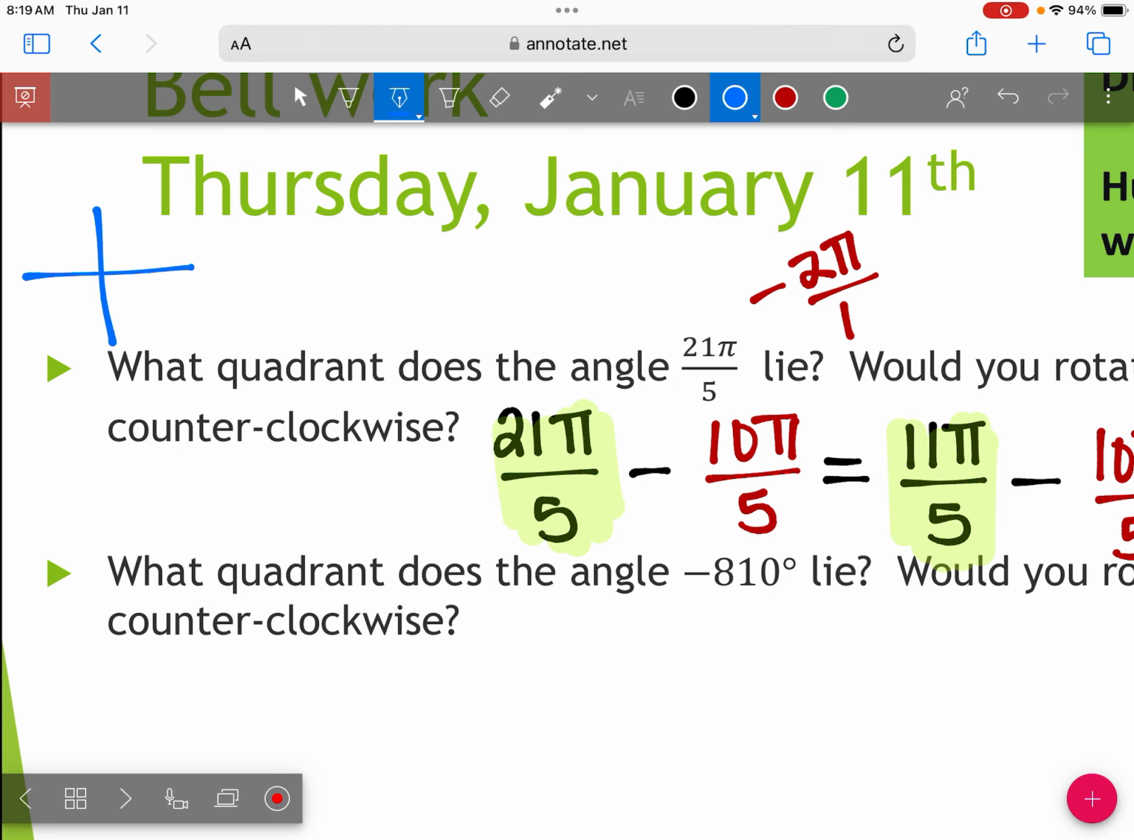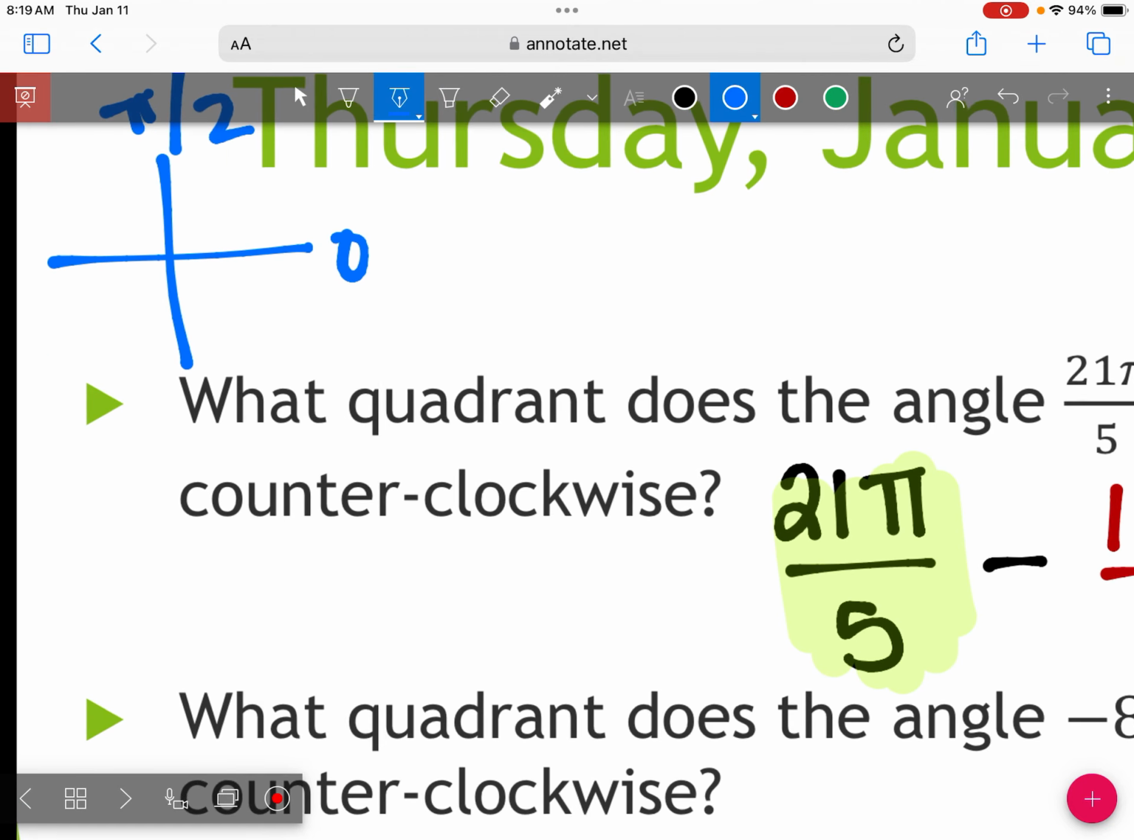Okay, so we know we have a 0, and we have pi over 2, and we have pi. No, that's why I didn't say it. I didn't want to say it. I was just going to keep talking.